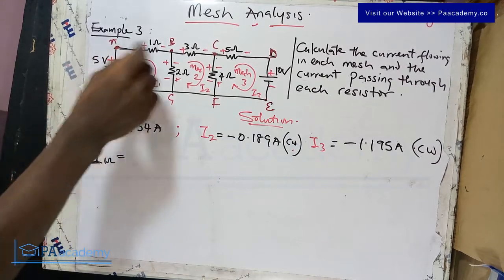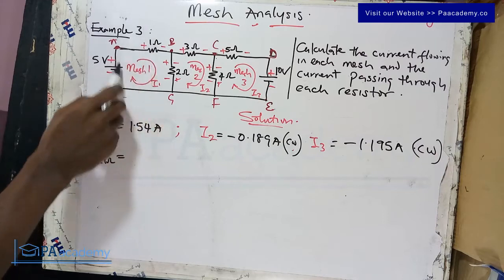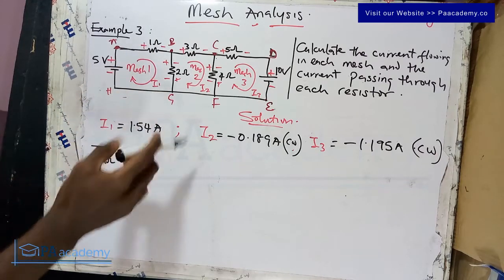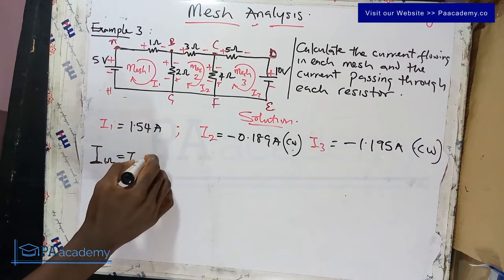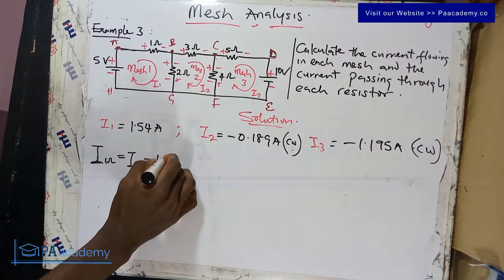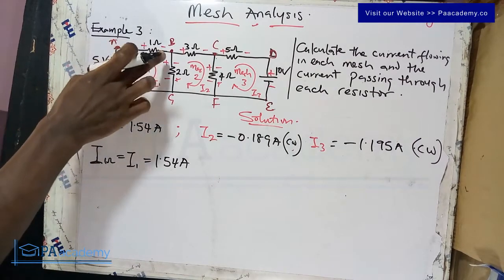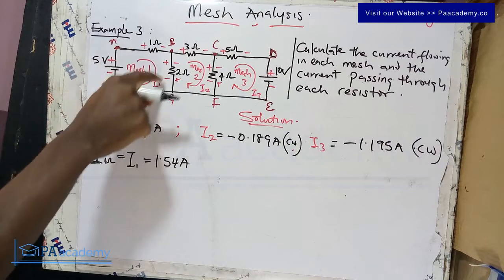Now if you look at the circuit closely, you see that the current flowing through the 1 ohm resistor is definitely I1. So the current in the 1 ohm resistor is also equal to I1, and we've gotten the value of our I1 to be 1.54 amperes. When you are indicating the current that is flowing through the elements in the circuit, always indicate the direction. Now remember, we chose a clockwise direction.